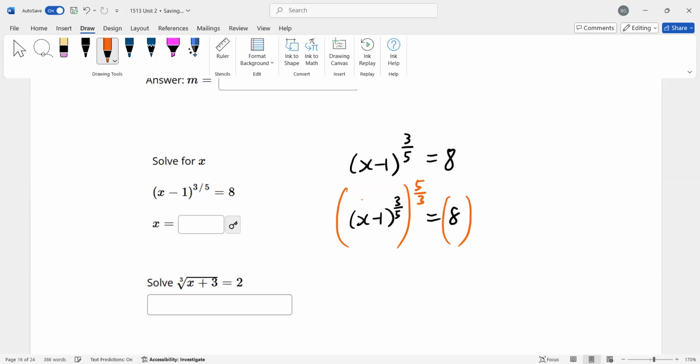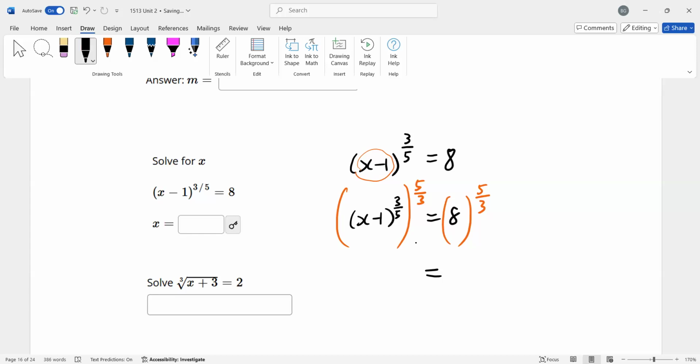So we want to expose x minus 1 because we want to solve for x, right? But now x is trapped in the exponential form. So we have to get rid of the exponent. How do we get rid of the exponent? We raise both sides of the equation to the power of 5 over 3. After that, 3 over 5 times 5 over 3, they cancel each other, right?